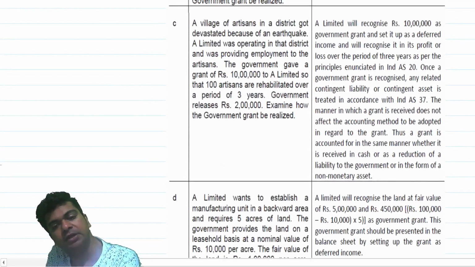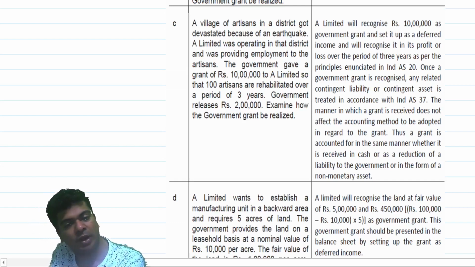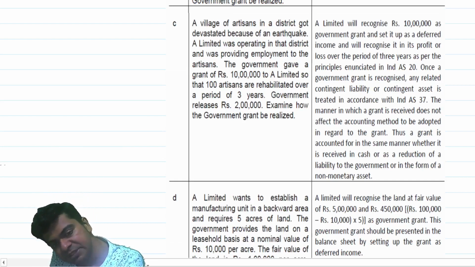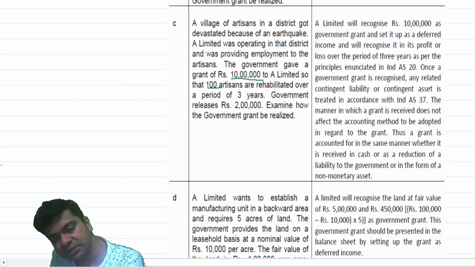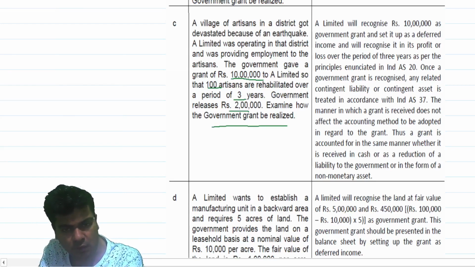A village of artisans in a district got devastated because of an earthquake. A Limited was operating in that district and was providing employment to the artisans. The government gave a grant of rupees 10 lakhs to A Limited so that 100 artisans are rehabilitated over a period of 3 years. Government releases rupees 2 lakhs. Examine how the government grant be realized.